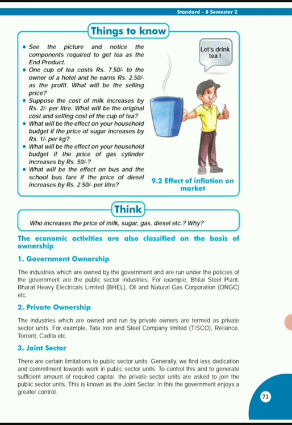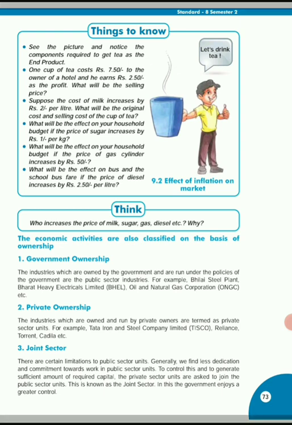The industries which are owned by the government are called government owned industries. These are also called public sector industries. These industries are run as per the government policies. Let's see some examples also. Bhilai Steel Plant, Bharat Heavy Electricals Limited, that is called BHEL, and Oil and Natural Gas Commission, that is ONGC. Next point, that is private ownership.